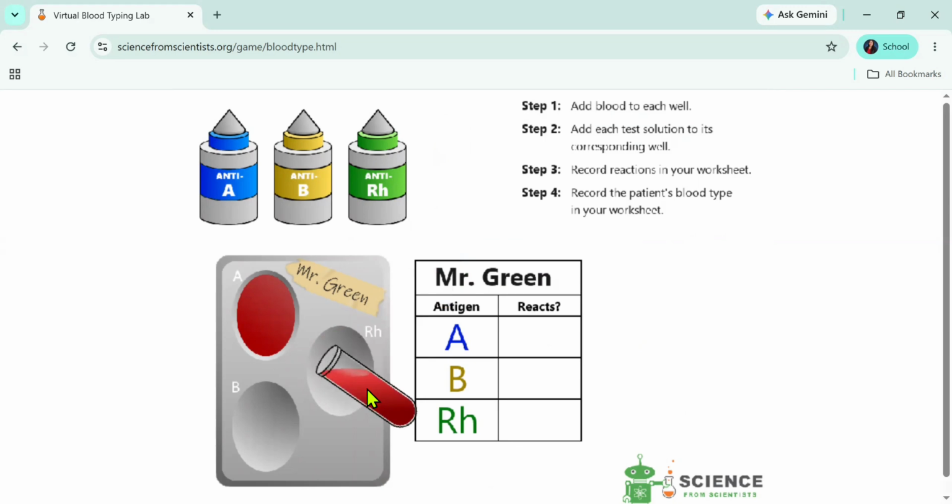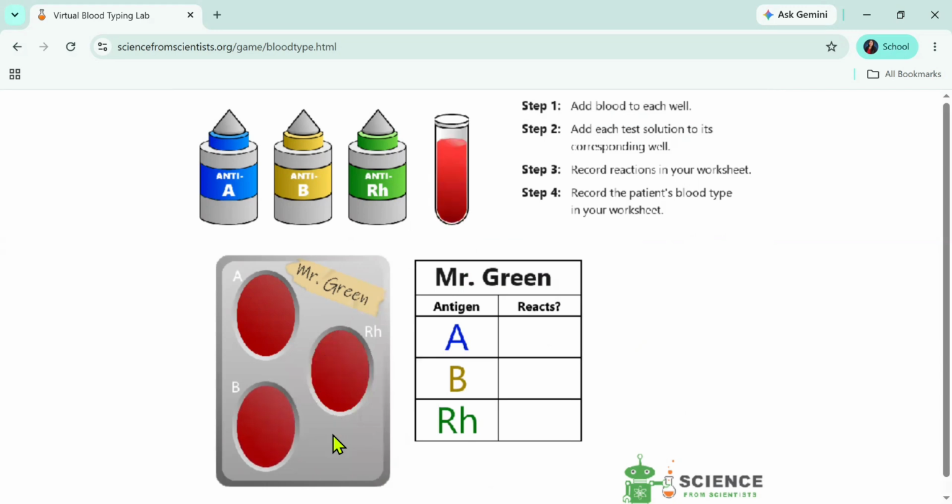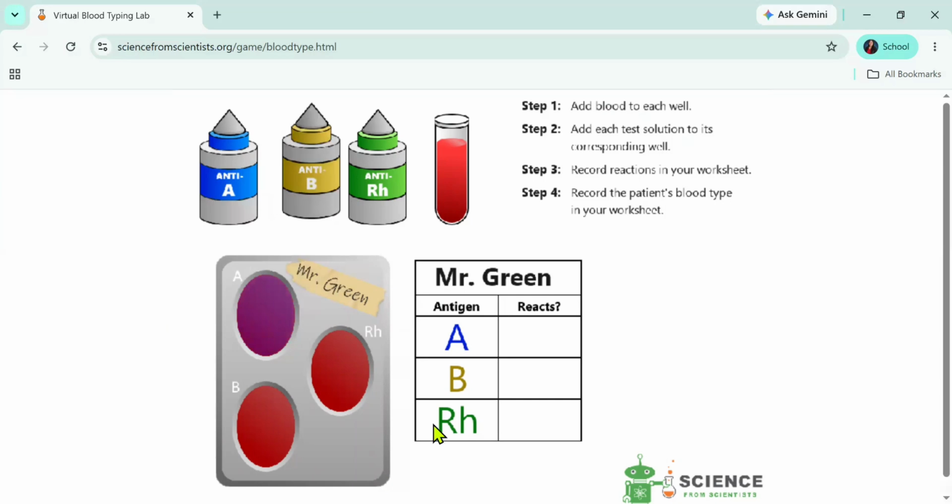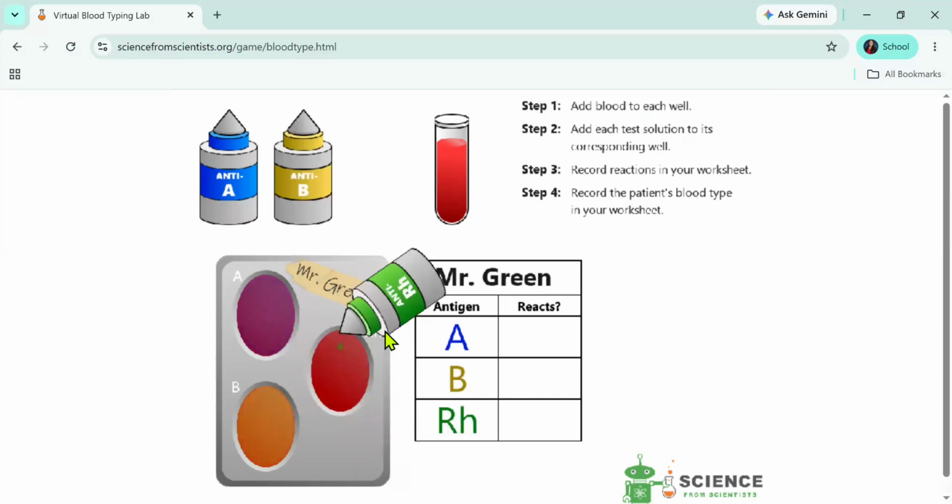By the way, did you know that O negative is the rarest and most in-demand type because it's the universal red cell donor? Anyone can receive it in an emergency. It's not O positive, right? It's O negative. That is the rarest and most in-demand type, classified as the universal red cell donor. Okay, let us put the serums in their corresponding wells.